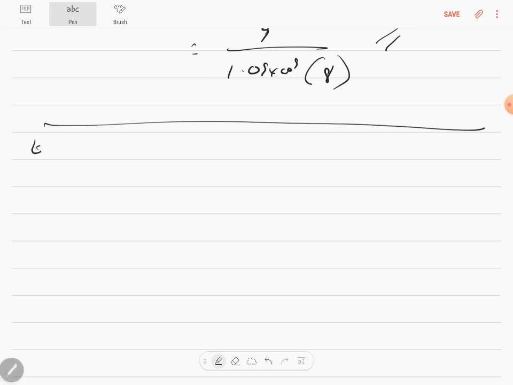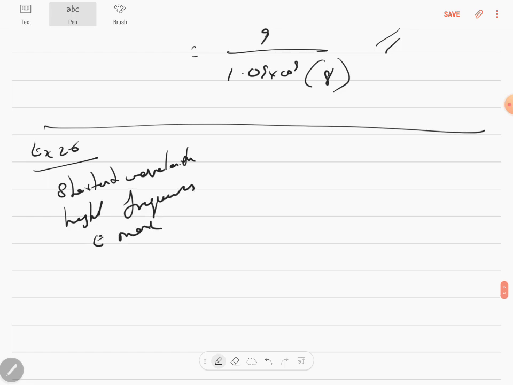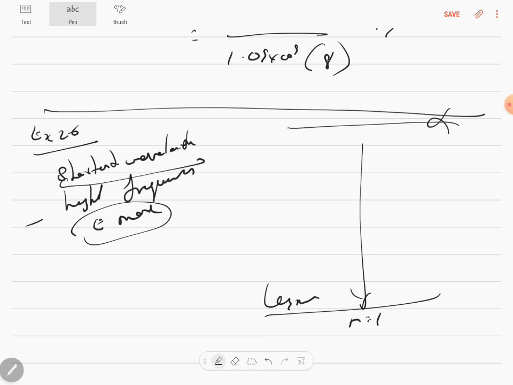Example 26. Calculate the shortest wavelength. Very, very important question. When they say shortest wavelength, it means highest frequency. Shortest wavelength means highest frequency. When they say highest frequency, the energy gap has to be maximum. Energy gap will be maximum only when it falls from infinity to that orbit. For the Lyman series, the highest energy is from infinity to n is equal to 1. The highest frequency means energy E is equal to h nu has to be maximum. Energy gap is maximum, so it has to fall from infinity to that orbit.